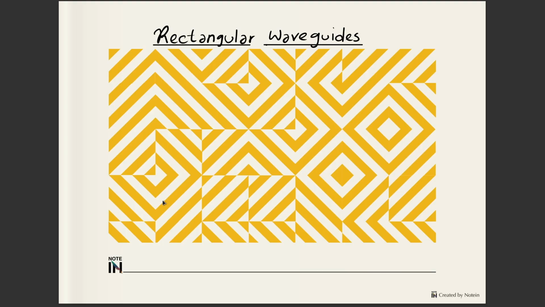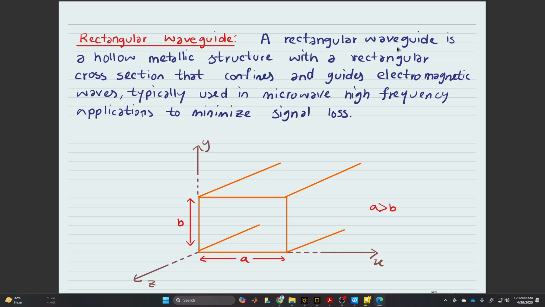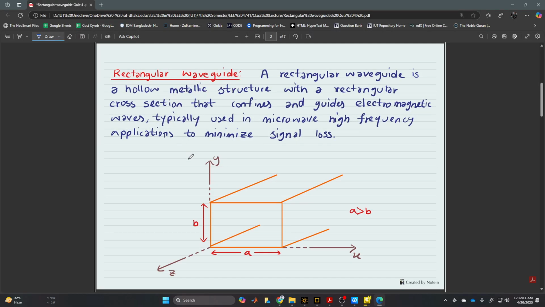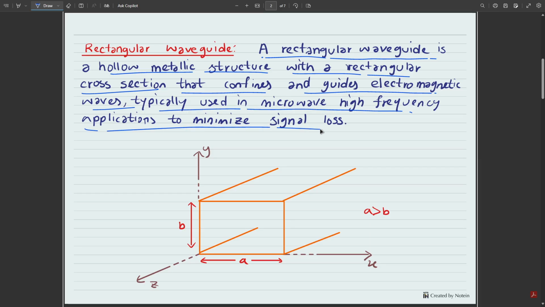In this video, I am going to show the rectangular waveguide, its properties, its structure, and the derivation of the general equation for rectangular waveguide. So, at first, the definition of rectangular waveguide. A rectangular waveguide is a hollow metallic structure with a rectangular cross section that confines and guides electromagnetic waves, typically used in microwave high frequency applications to minimize signal loss.